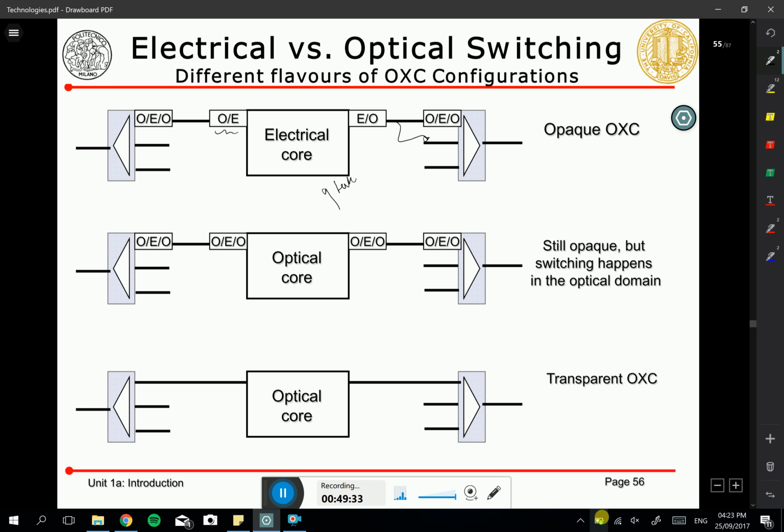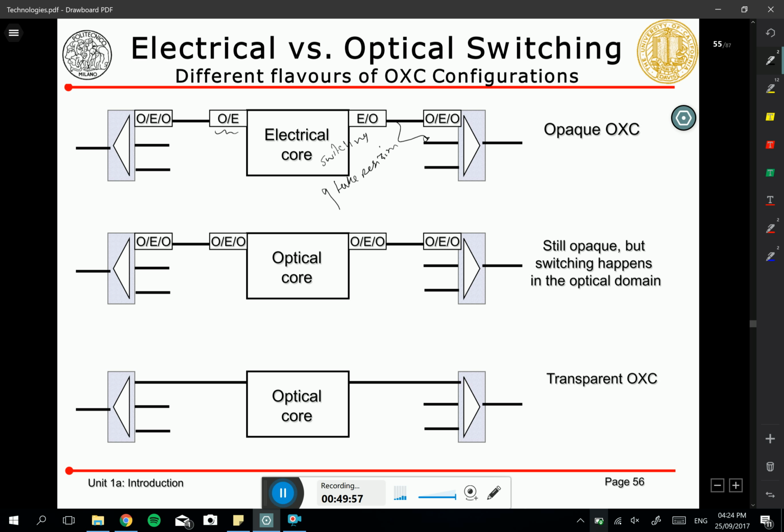Typically, you reconstruct the bit string. You identify your packets or your frames, you take your decision, and then you go back in optical. That's electrical switching. Optical switching would be: forget about electrons, forget about the bits, I just have a wavelength.